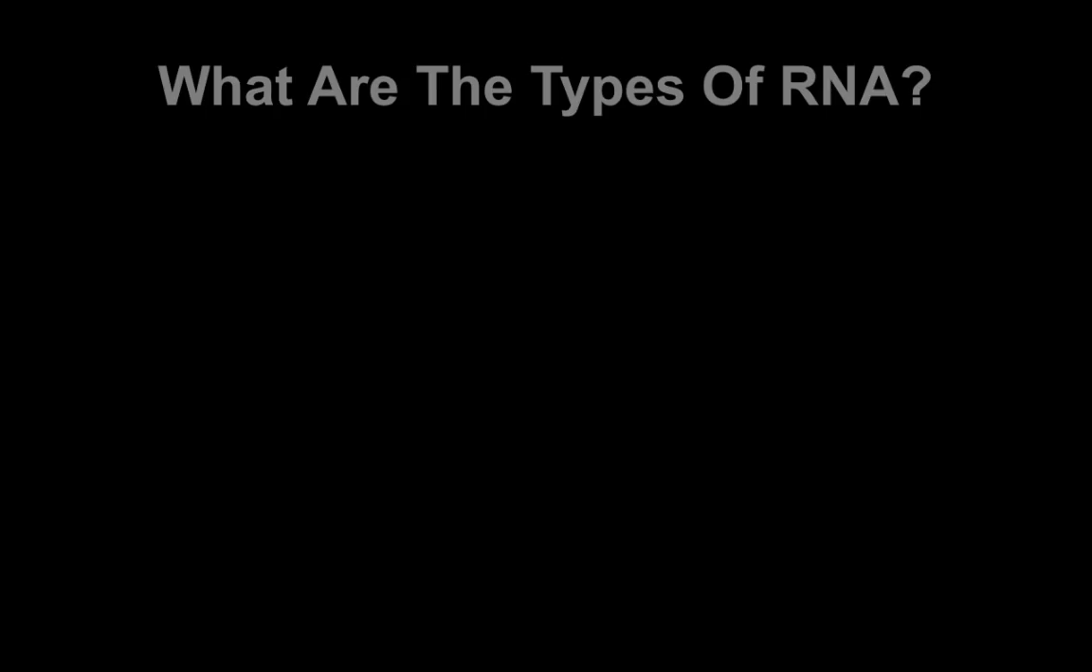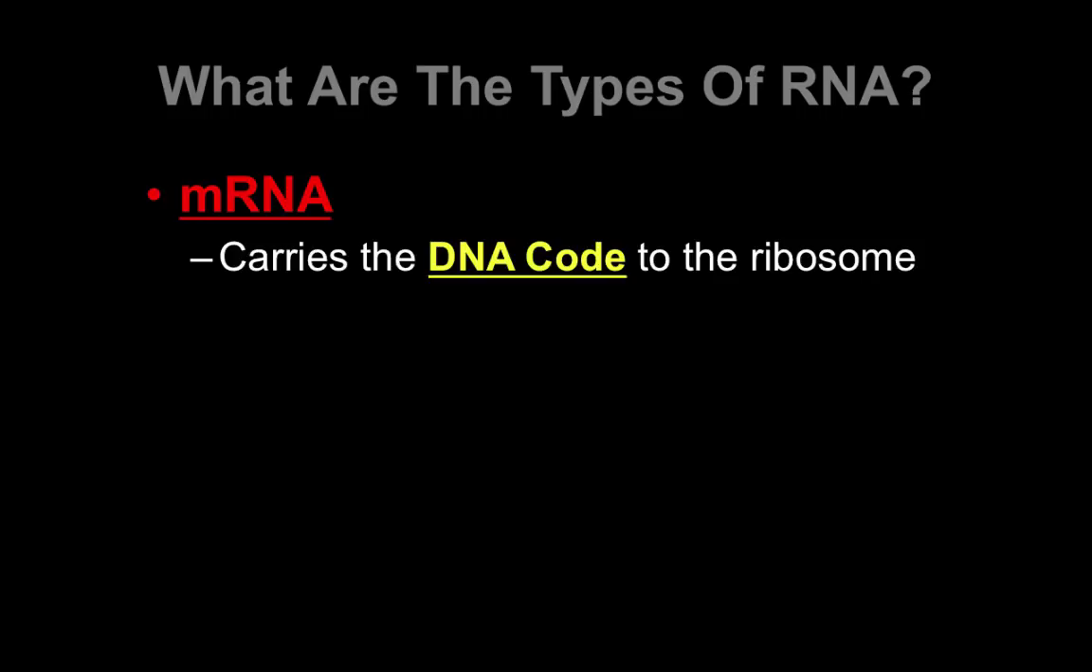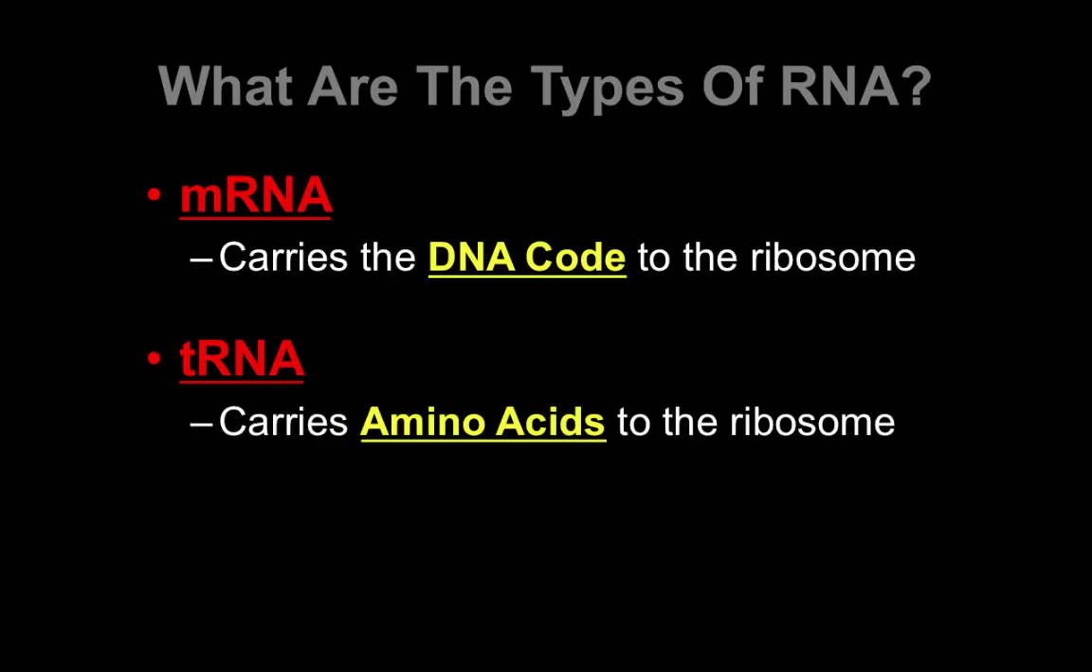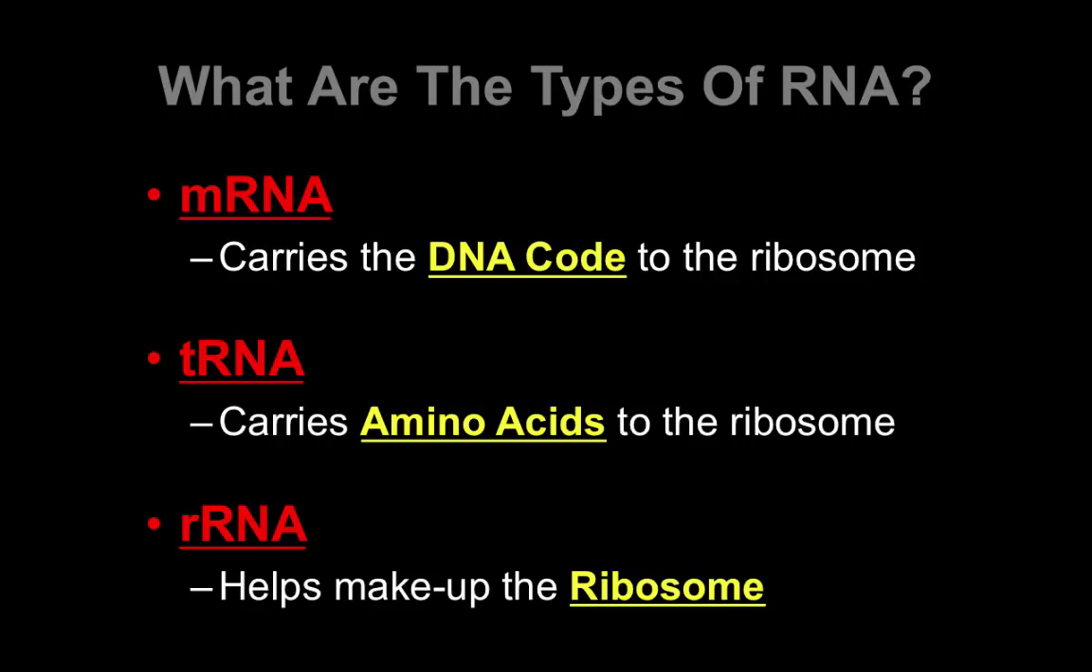Now we've got to look at some of the different types of RNA that we're going to use in this process. We have mRNA, which is what's going to actually carry the DNA code to the ribosome. We have tRNA, which carries the amino acids, remember the building blocks of the proteins, to the ribosome. And then rRNA, which actually helps make up the ribosome. If you remember, the ribosome was made of proteins and is the site of protein synthesis.